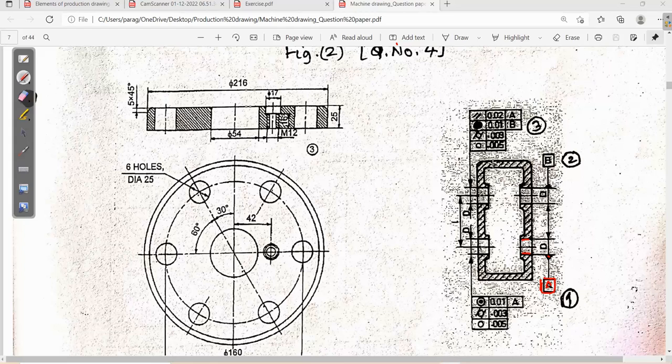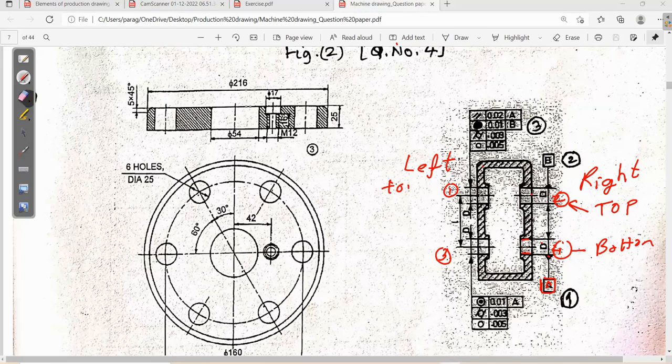If you look at this component, you have to indicate the particular location. When you write the interpretation, you have to mention the particular location. So this is left side and this is right side. This particular hole, 1, 2, 3, 4. These two holes are top, and these are bottom. So top and bottom. How will you write this first one? First one, datum A.